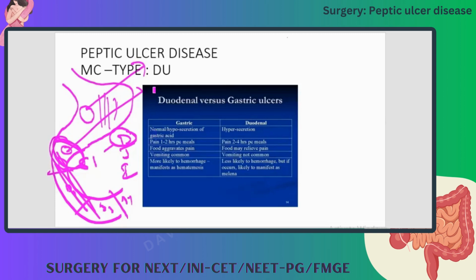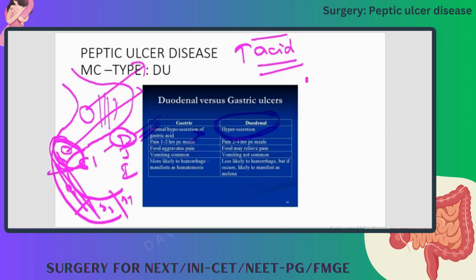Why is it known as peptic ulcer disease? Just guess. The role played by pepsin. Gastric acid secretion. We think acid secretion will lead to ulcer, right? Increased acid will cause ulcer, but that is true only for duodenal ulcer. Hypersecretion will cause duodenal ulcer, not gastric ulcer. Gastric ulcer is due to loss of defenses.